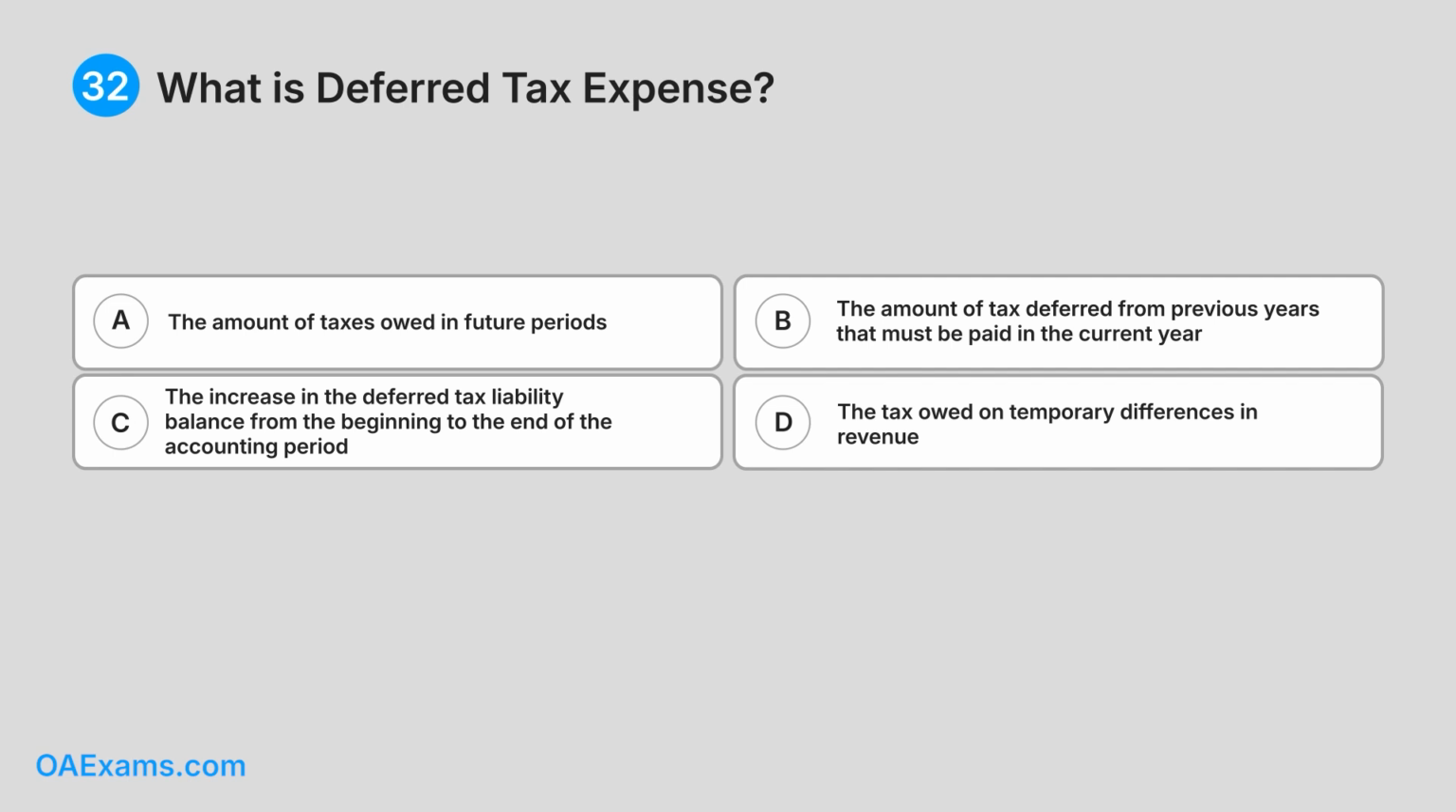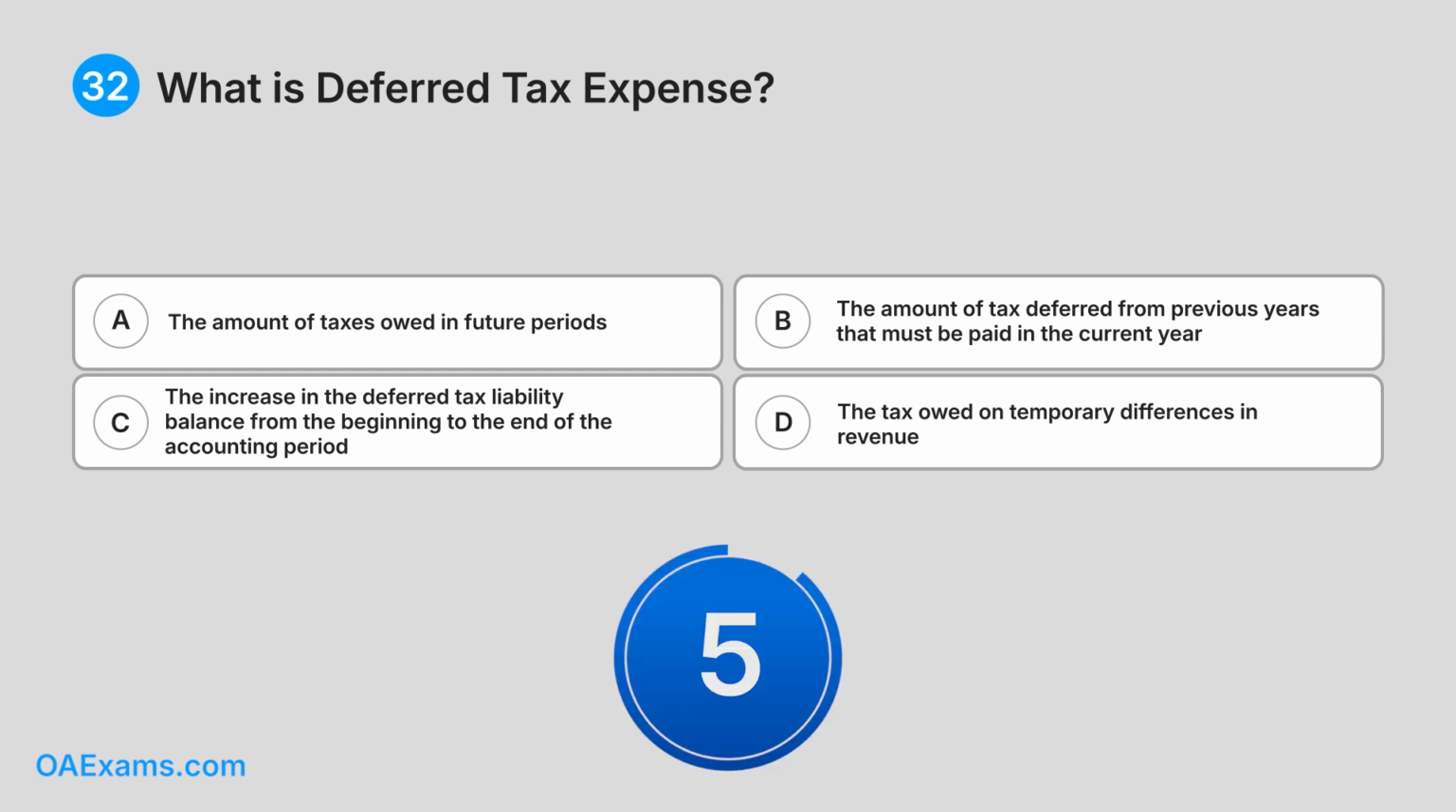32. What is deferred tax expense? A. The amount of taxes owed in future periods. B. The amount of tax deferred from previous years that must be paid in the current year. C. The increase in the deferred tax liability balance from the beginning to the end of the accounting period. D. The tax owed on temporary differences in revenue. Do you know the answer?